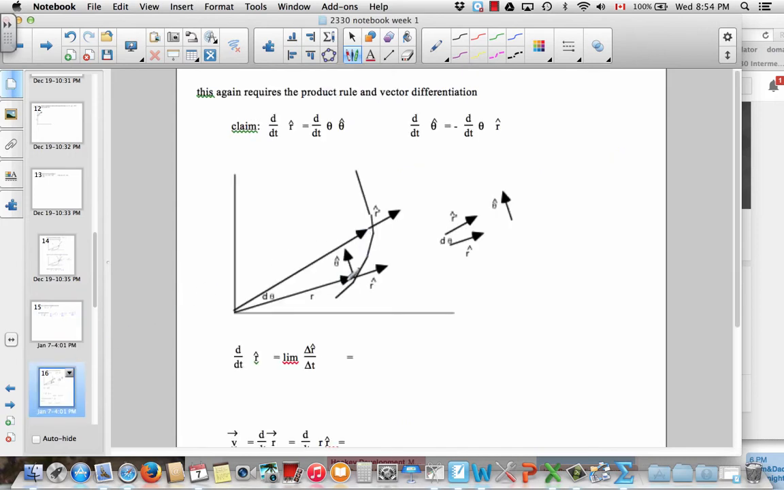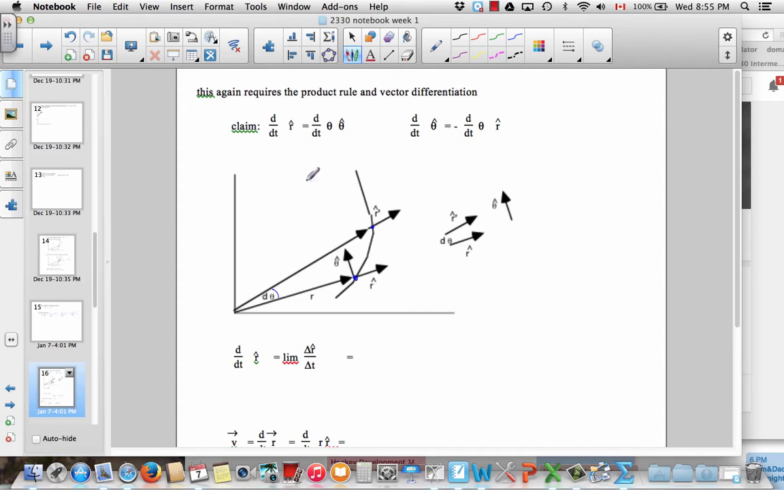So let's look at a picture. Here the particle was at a certain point along the curved path. This is a little bit later. It's now over here. And you can see that the r hat unit vector has changed a little bit. There's been a tiny little bit of change in its direction. And the change in direction is going to be related to the little bit of angular displacement that's occurred in this tiny time interval dt.